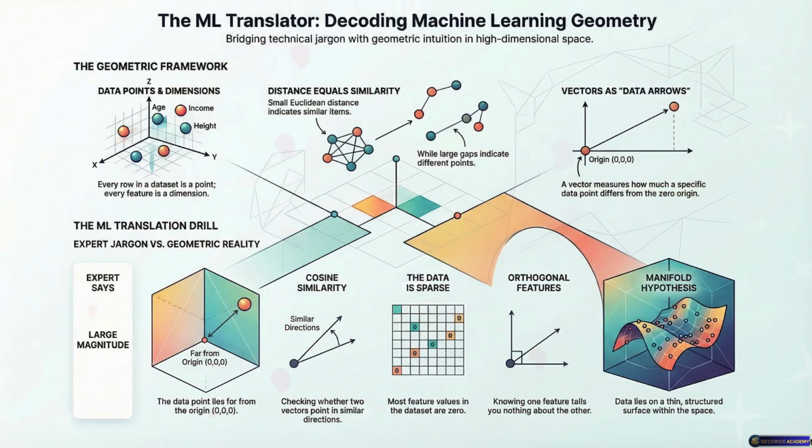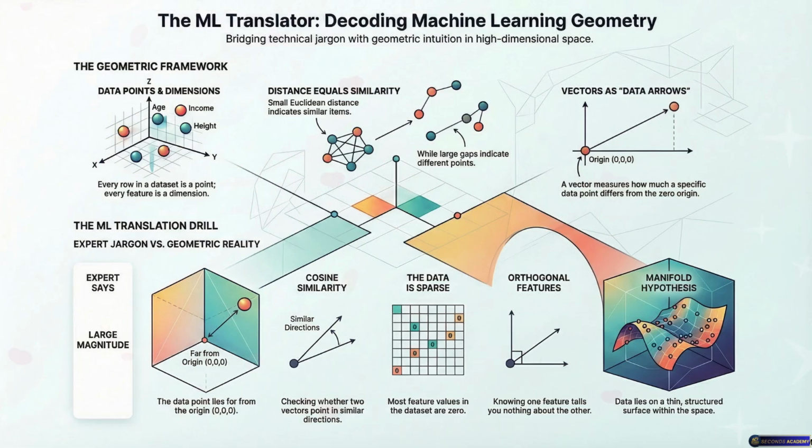Think of a flat, 2D piece of paper that has been crumpled into a tight ball and tossed into our 3D room. The neural network's entire job is to systematically unfold and iron out that crumpled piece of paper so it can draw a straight line through the data. That translation drill alone completely neutralizes the academic intimidation factor. When you realize that the most advanced AI researchers in the world are fundamentally just describing physical shapes, angles, and shadows, the entire discipline becomes accessible.